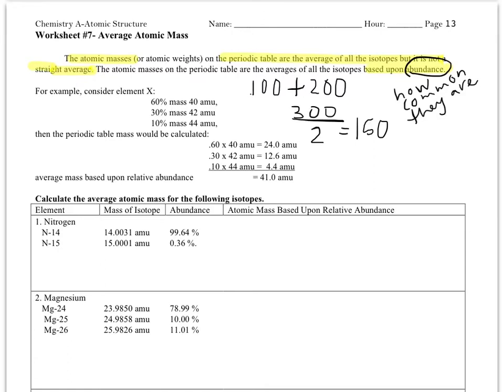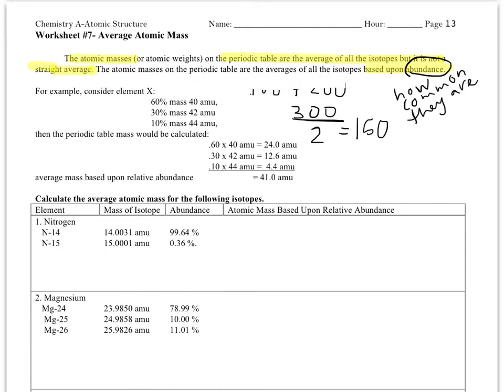But we inherently know that that doesn't work, because in this case there were 7 girls and only 3 boys. So we should expect the average to actually be a lot closer to 100, the weight of the girls, right? Because there are a lot more girls. The same is true with isotopes. Whatever version of the element is the most abundant, the most common, we expect that the average mass is going to be closest to the mass of that isotope.